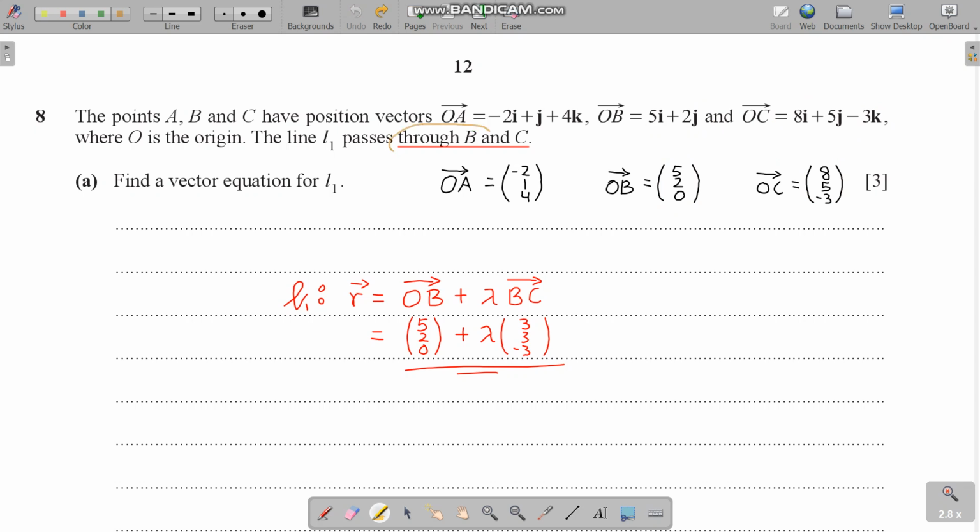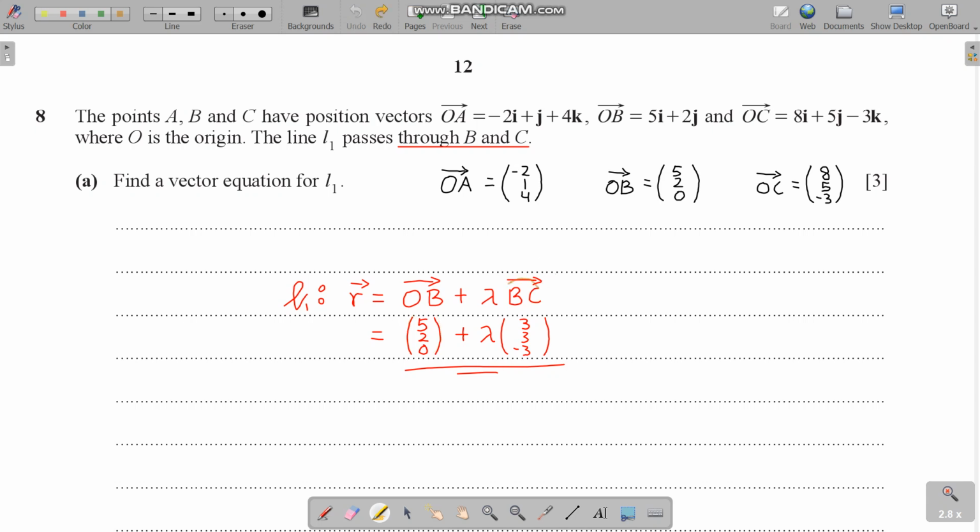So L1 passes through B and C. That means we need a point vector. We can use OB or OC, so we can use the point B or the point C. And for the direction vector, we can use BC or CB. So here we use point B and the vector BC.